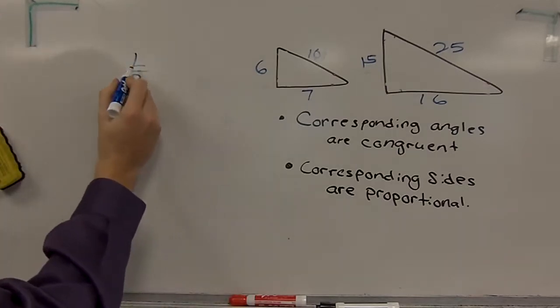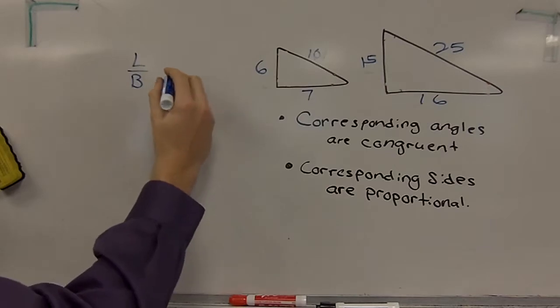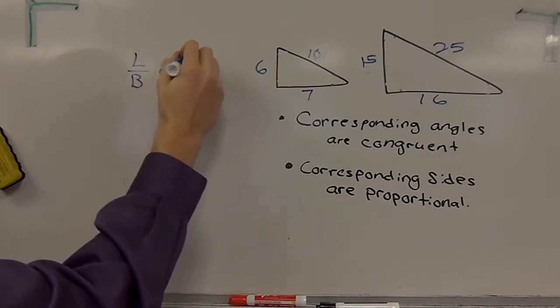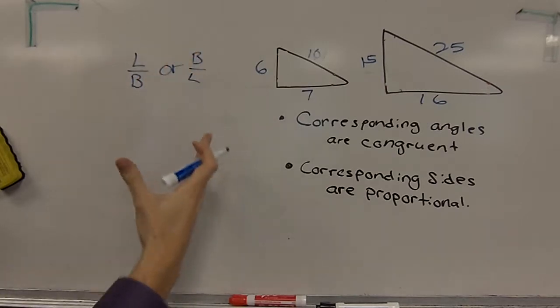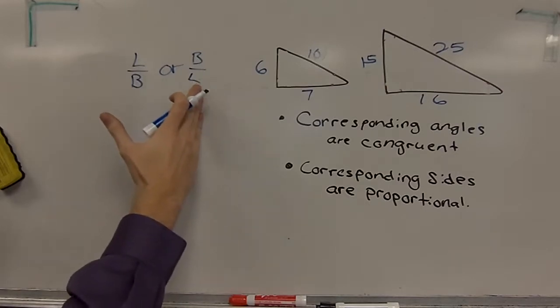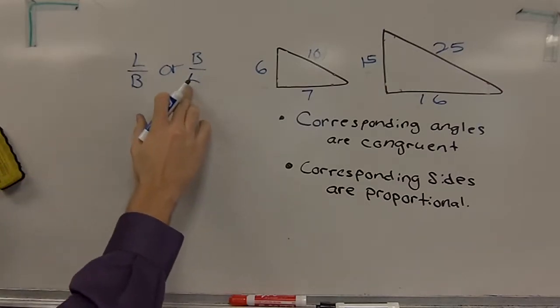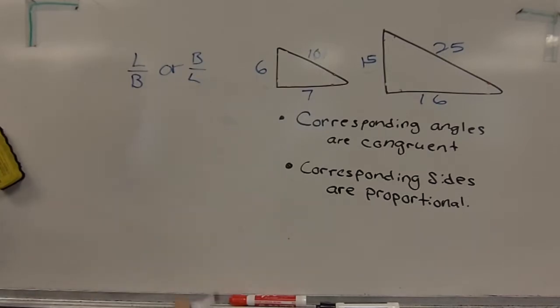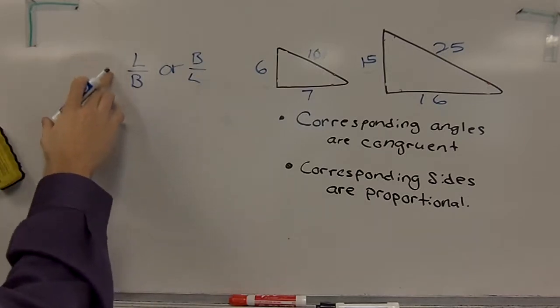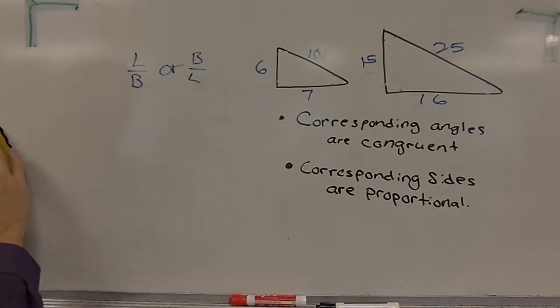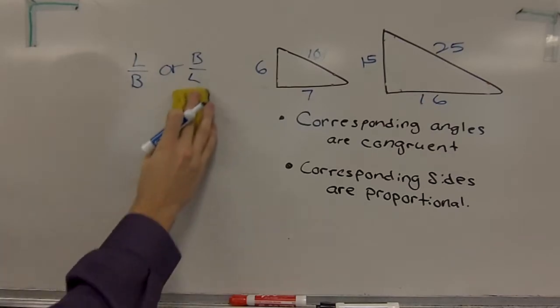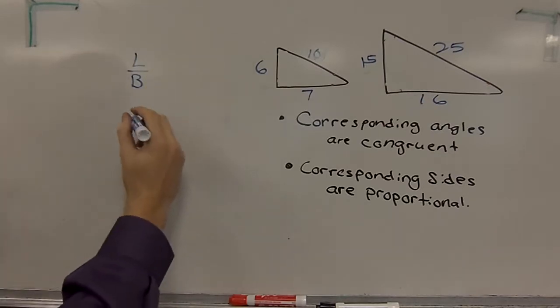So I'm going to do, again, little over big. You could do big over little, but you have to be consistent. Okay? If you're going to do big over little, when you write out your fractions, all three of them need to be in big over little format. If you're going to do it as little over big, all three of them have to be in little over big format. So I'm going to do little over big again.